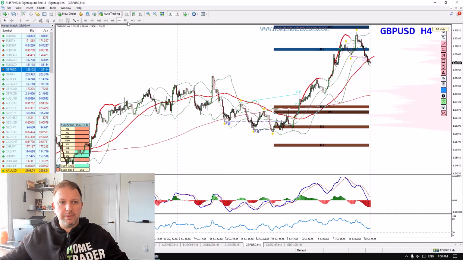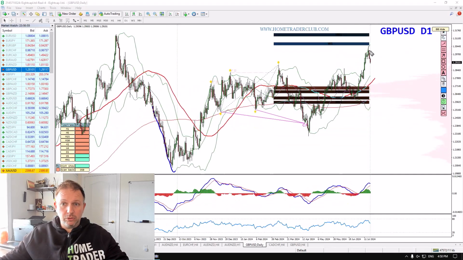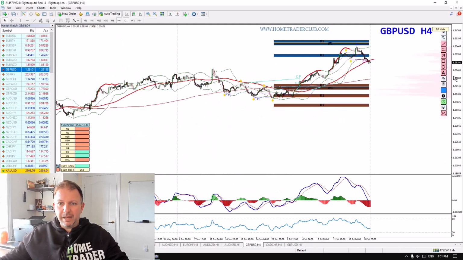What's next with the pound dollar? Don't let these short-term pullbacks confuse you. I still expect the pound dollar, after some consolidation and correction here, to go and continue higher. So for the long term, my plan is to buy the pound dollar.